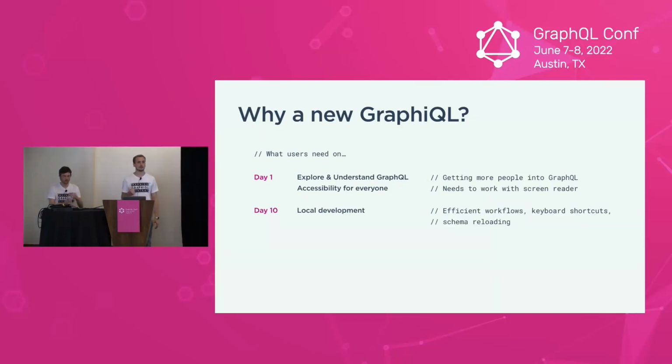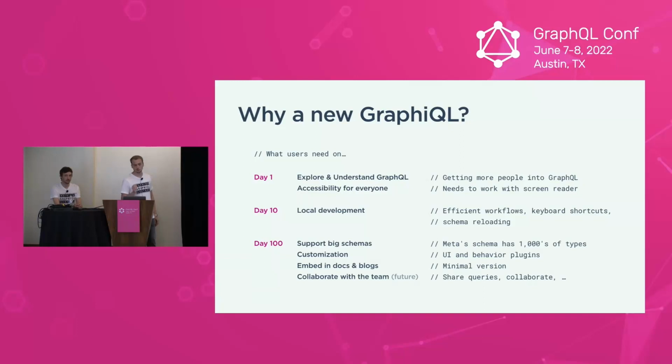Once I'm actually in the middle of building my API, I again have new needs. I want to have fast local development flows, maybe even some keyboard shortcuts. And I probably want to be able to reload my schema, because I'm iterating on my schema. Once I'm building this API out and I have a team, again I have new needs. I might have a really big schema. At Facebook, they have thousands of types in the schema. I want to maybe be able to customize it.